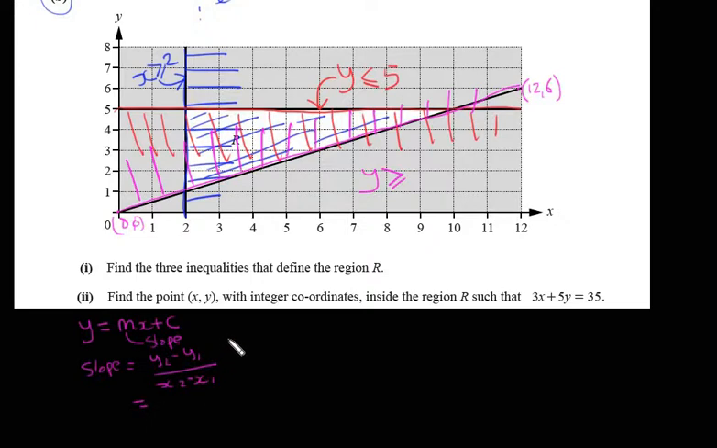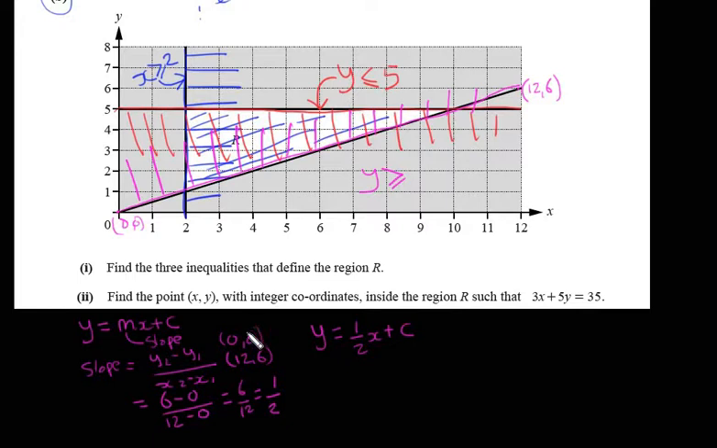We've got 2 points over here: 0, 0, and 12, 6. Now let's look at y2 minus y1. We've got y2, which is 6, minus 0. The y1 is 0, sorry. And we've got x2, 12, and x1, 0. We'll get 6 over 12, which is equal to half. Hence we have the equation y is equal to half x plus c.